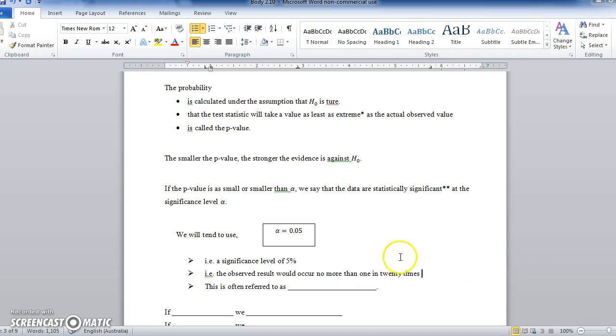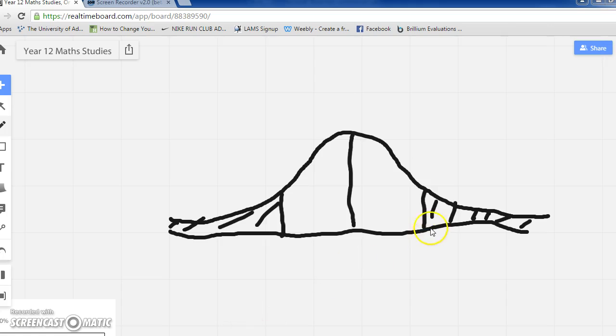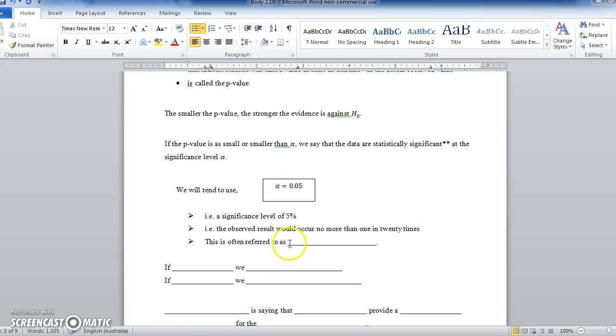So if you took 20 different samples of the same size, then you would expect at most one of them to have a value which is either here or more extreme, or here or more extreme, if that's our 5% level. So if those two areas add up to give us 0.05, that's what we'd be expecting. And this is often referred to as Fisher's 0.05 because he's the guy that came up with it.